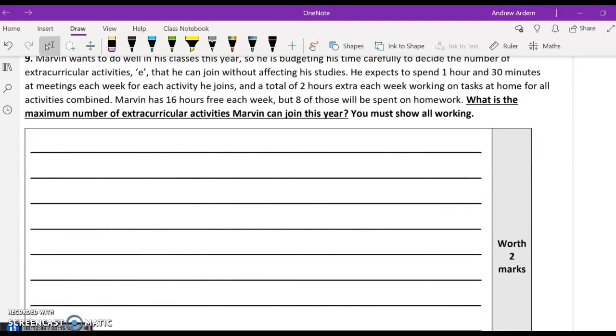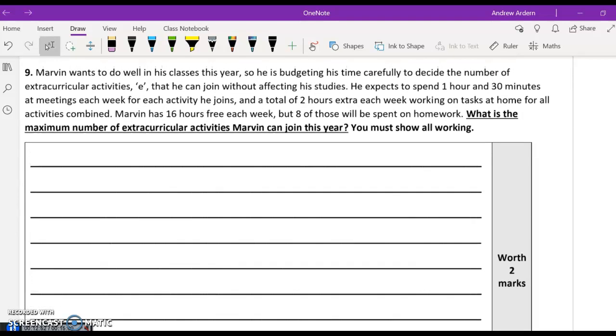Question number 9. Marvin wants to do well in his classes this year, so he's budgeting his time carefully to decide the number of extracurricular activities, E, he can join without affecting his studies. He expects to spend 1 hour and 30 minutes at meetings each week for each activity he joins, and a total of 2 hours extra each week working on tasks at home for all activities combined. Marvin has 16 hours free each week, but 8 of those will be spent on homework. What is the maximum number of extracurricular activities Marvin can join this year?